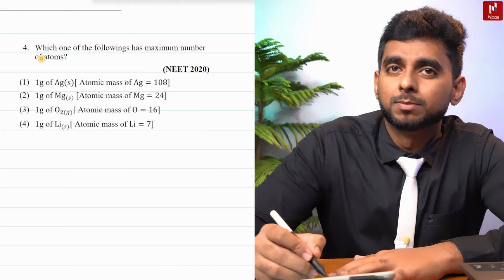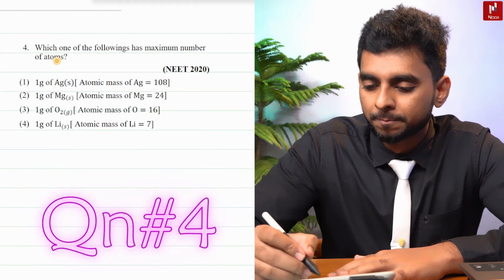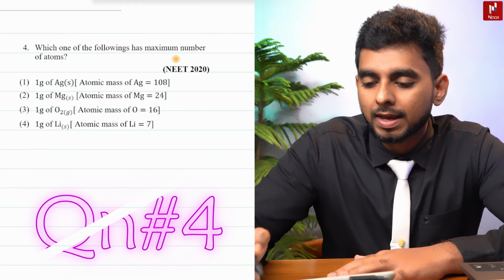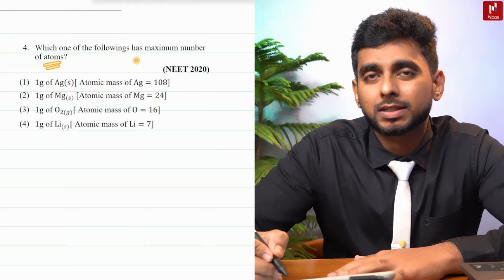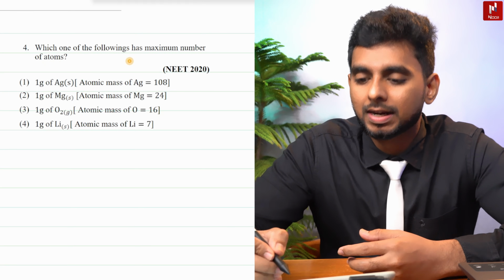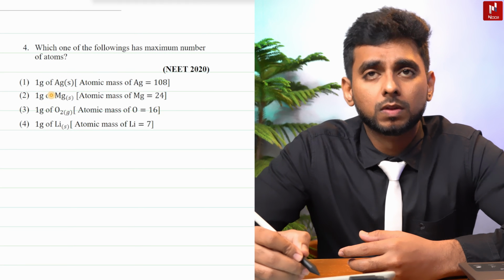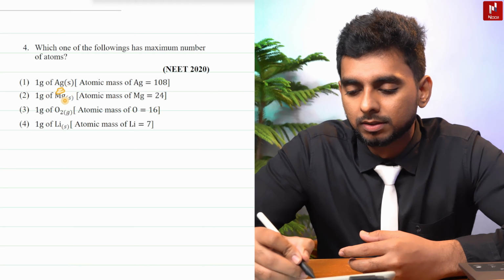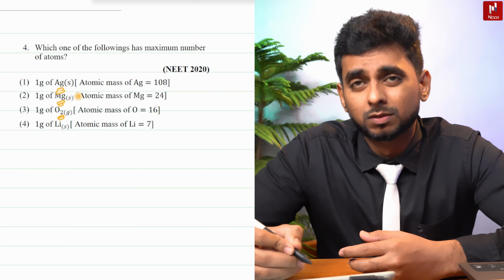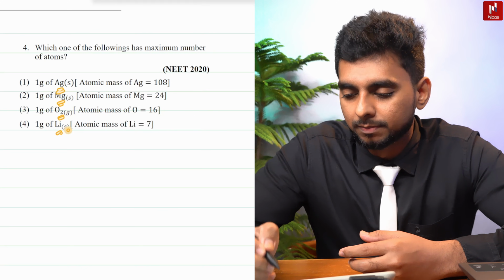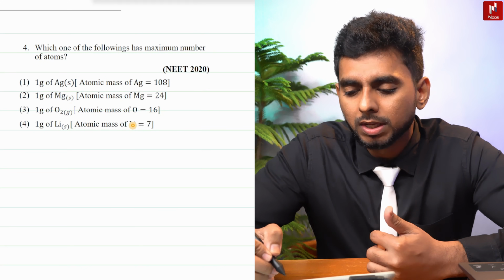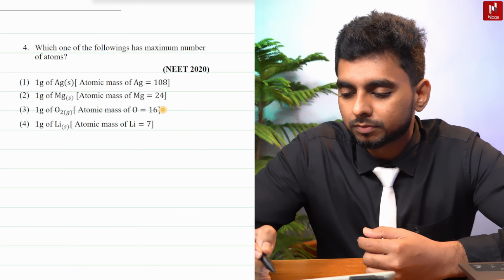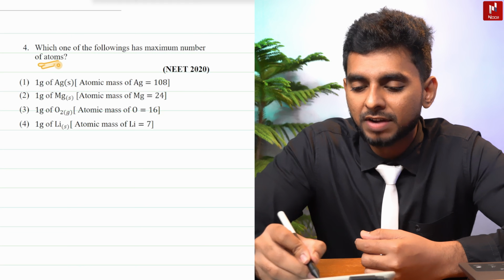The next sum is also a simple one based on the concept of mole. Which one of the following has the maximum number of atoms in it, right? They are asking us to find the atoms. Let me look into the options. Here they have given you different elements: silver, then magnesium, oxygen O2 molecule, and then lithium. Fine. What I need to get over here is which has the maximum number of atoms in it.